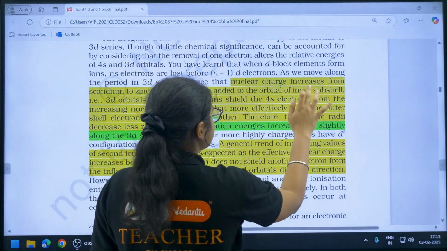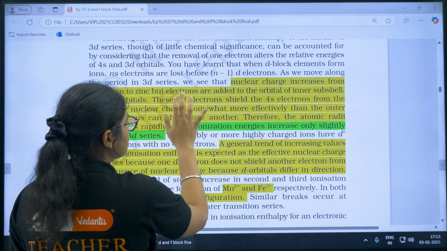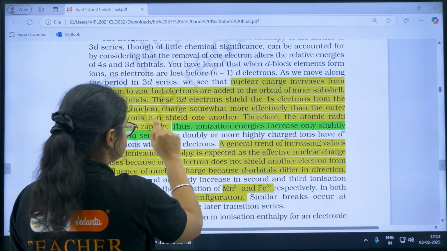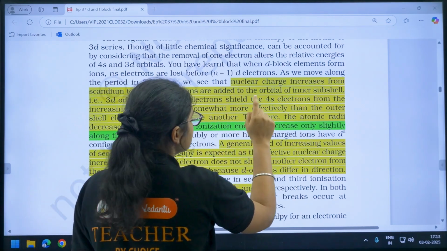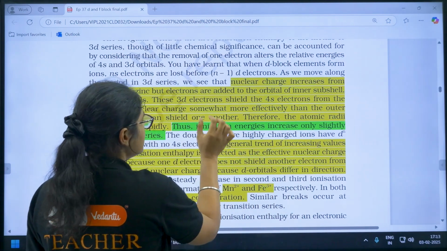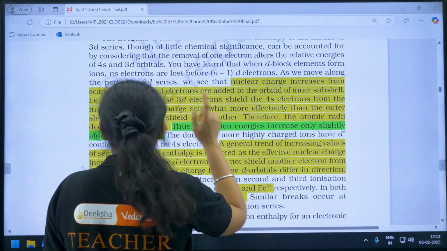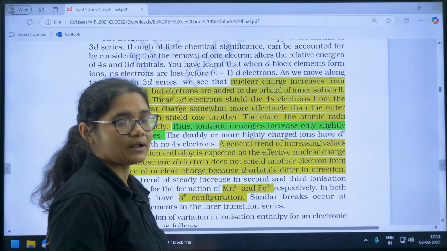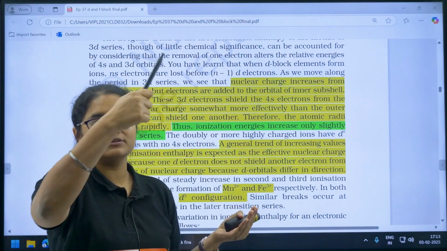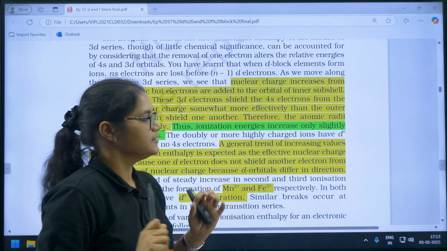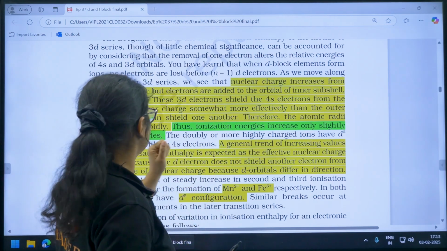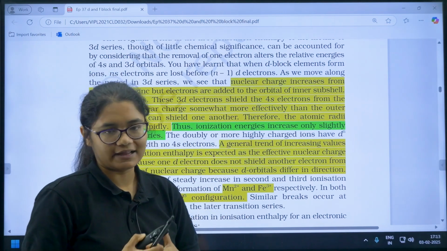See, the nuclear charge increases from scandium to zinc, but electrons are added to the orbitals of the inner subshell, that is 3d orbitals. These 3d electrons shield the 4s electrons from the increasing nuclear charge somewhat more effectively than the outer shell electrons can shield one another. So 3d is there, 4s is there, right? So 3d electrons can shield the 4s electrons. So that is why what happens? The effective nuclear charge is less. Therefore, the atomic radius decreases less rapidly.